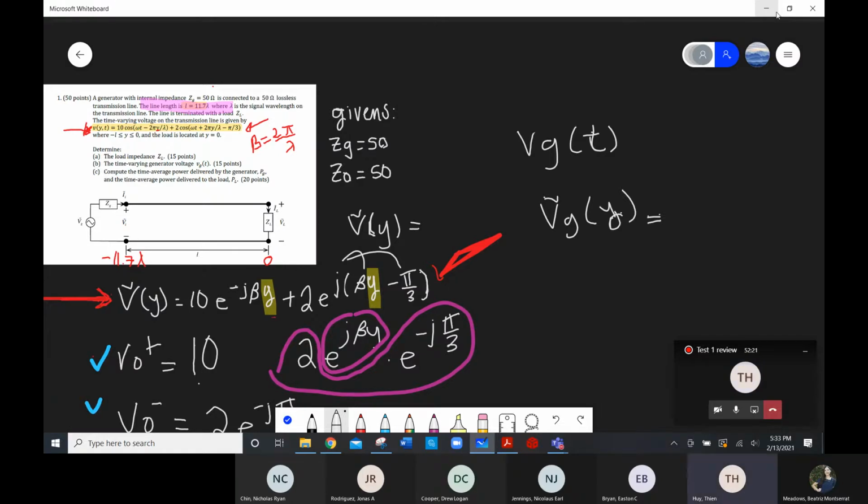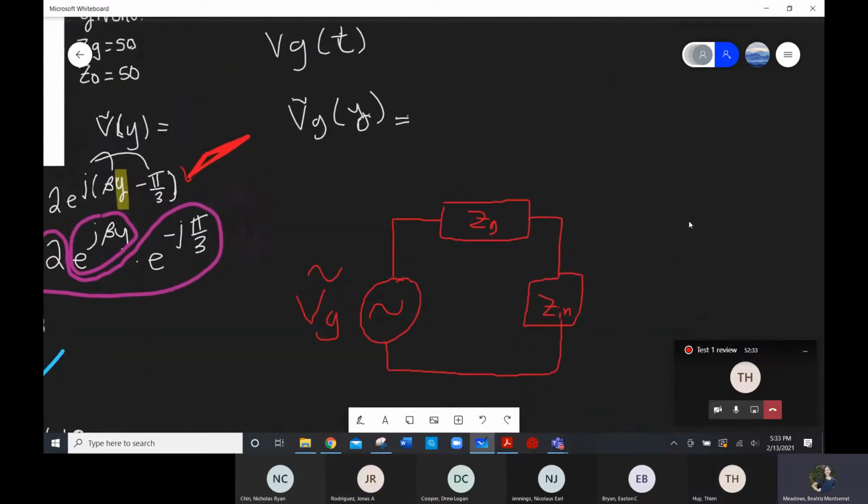Can I say it? Yeah. It's VG times Zn over Zn plus Zg. I think it might be right. Okay, you want to explain why it's a voltage divider, Easton? Sure.